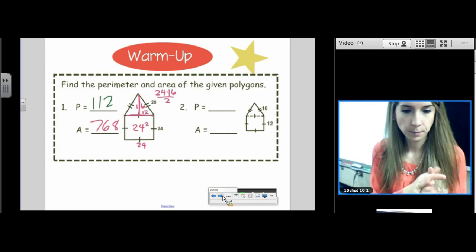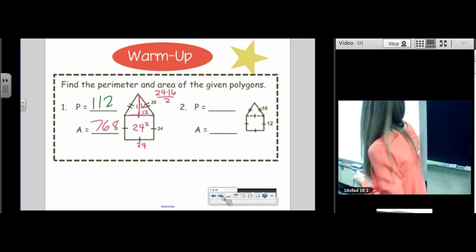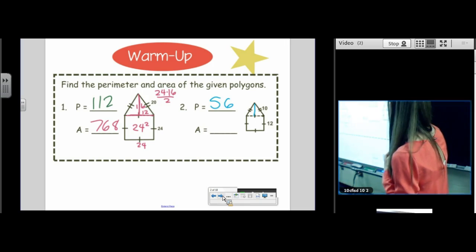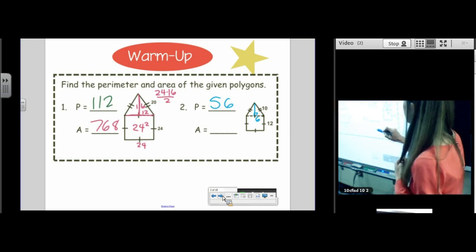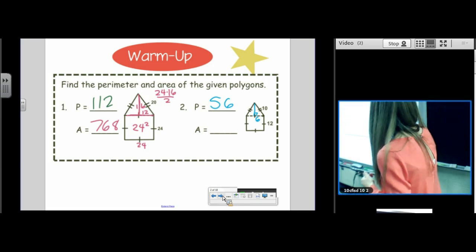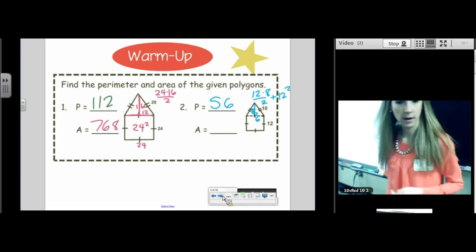Perimeter of number 2. Perfect. 56. Then when you're getting the area of number 2, you have to draw the height in. This is 6, and that's a triple. 6, 8, 10. So the height is 8. So for that triangle, you'll do base times height divided by 2. And for the square, you'll do 12 squared.